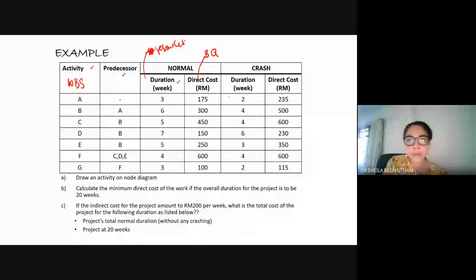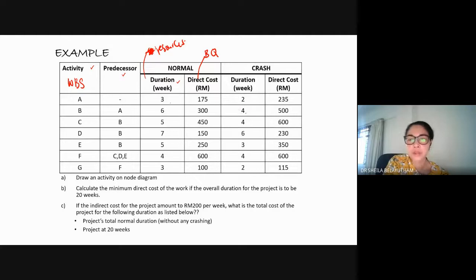You can reduce it by 1 week, but of course, when you reduce it by 1 week, you need to increase the direct cost. This might be the cost of hiring the additional equipment from outside. Okay, so your normal will be 175. You might need to increase to 235. Okay, so there are additional costs that occur. Okay, so for example, activity B as well. You might think that, okay, you can reduce it to 4 weeks.